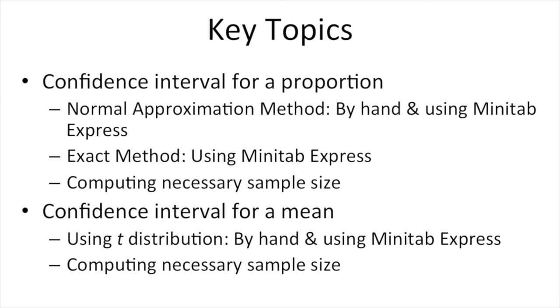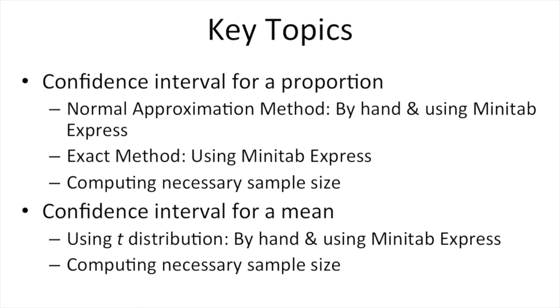For example, if you wanted to construct a confidence interval for a population proportion with a margin of error of 2%, what minimum sample size should you obtain? For confidence intervals for a mean, you're going to learn how to use the t distribution both by hand and in Minitab Express to construct a confidence interval for a population mean, and we'll also look at computing the necessary sample size for constructing a confidence interval with a given margin of error.